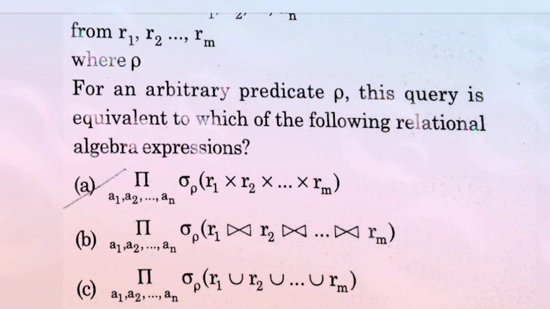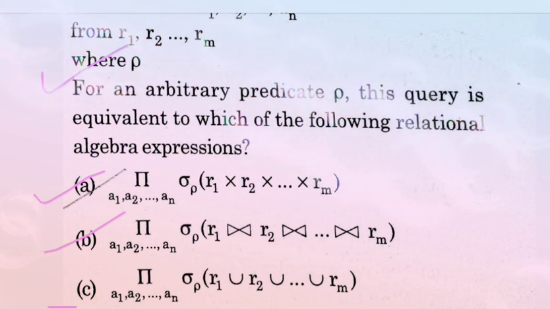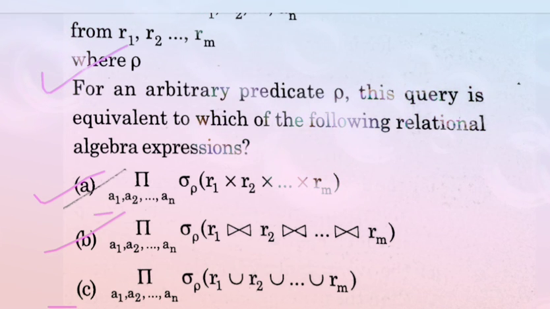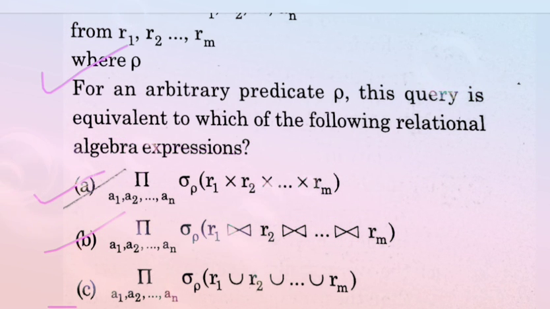Here the expressions A, B, C and D are given. The correct and right expression for the given SQL query is option A, because first we select, then project from the R1, R2 schema. So option A is correct. Now come to the next question.